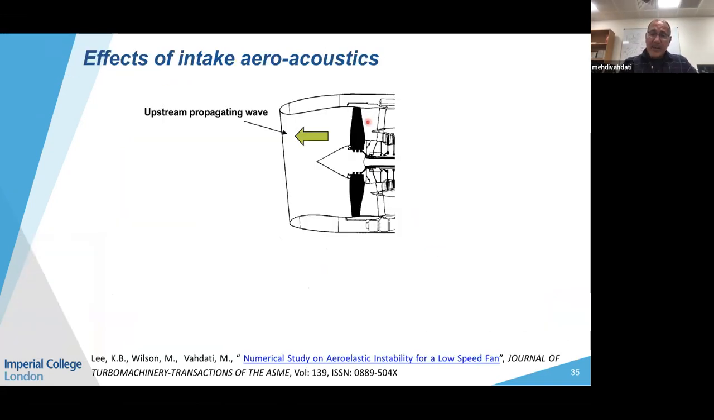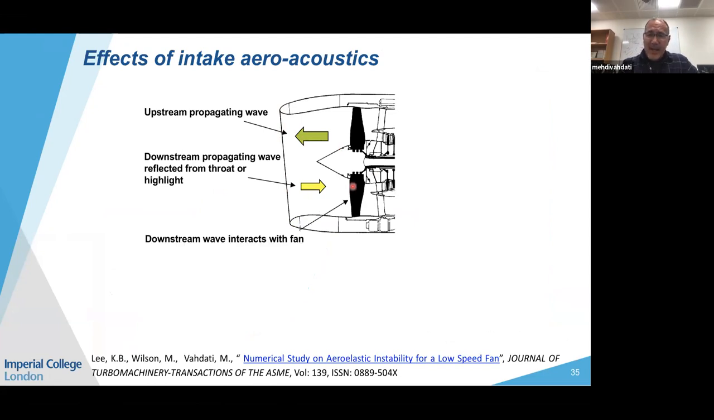They go down until they reach the highlight. And when they reach the highlight, part of the acoustic wave, as I said before, goes outside the duct, and part of it reflects back to the blade. And obviously, the phase at which this downstream pressure comes back to the blade determines the stability of the blade.